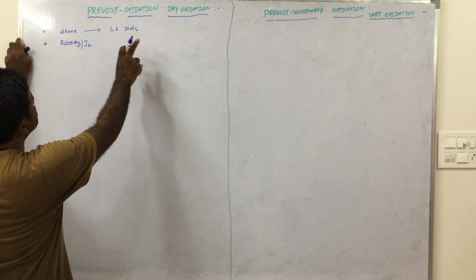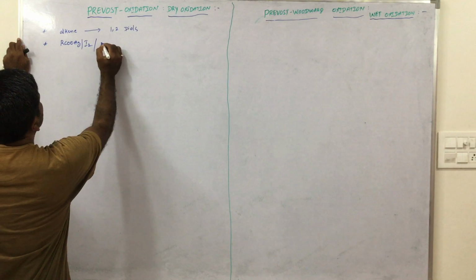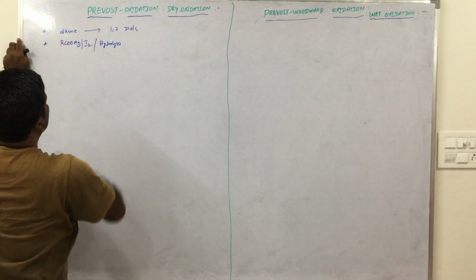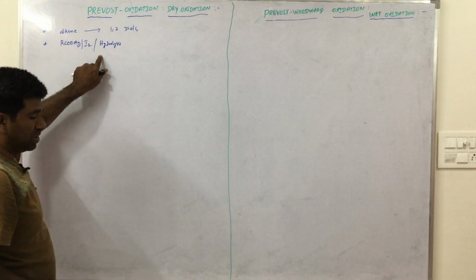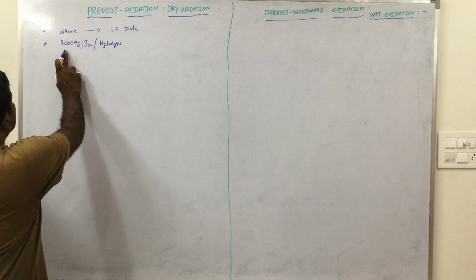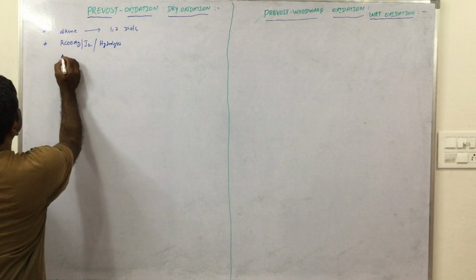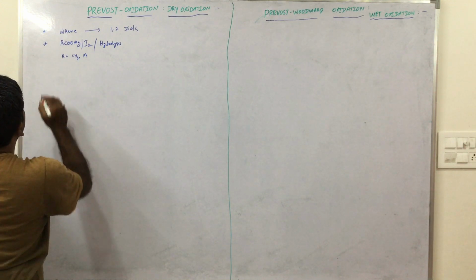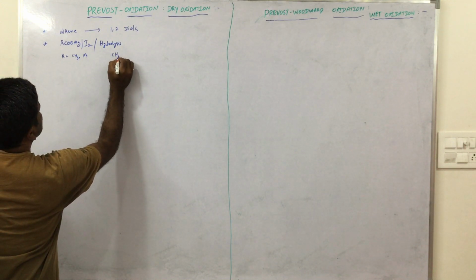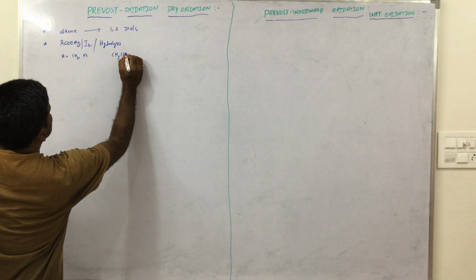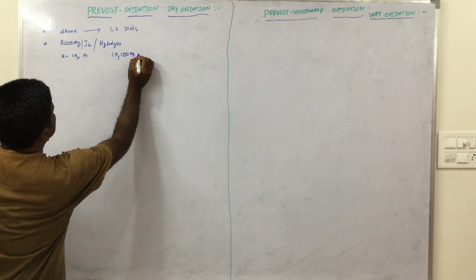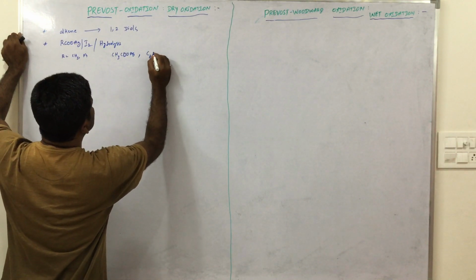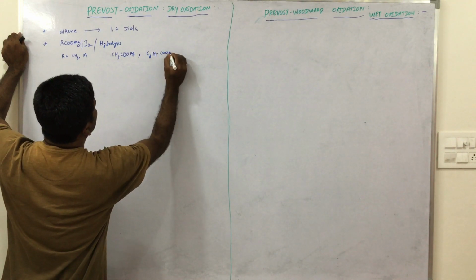Okay, in Prevost oxidation the second step is hydrolysis. This is in dry condition. Here in RCOOAg, R is either a methyl or a phenyl group. The main reagents are CH3COOAg or C6H5COOAg.